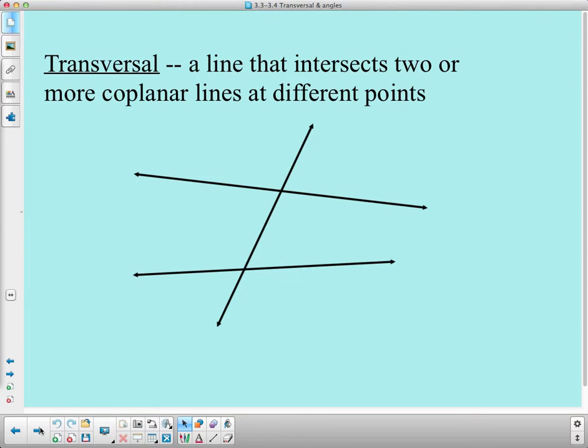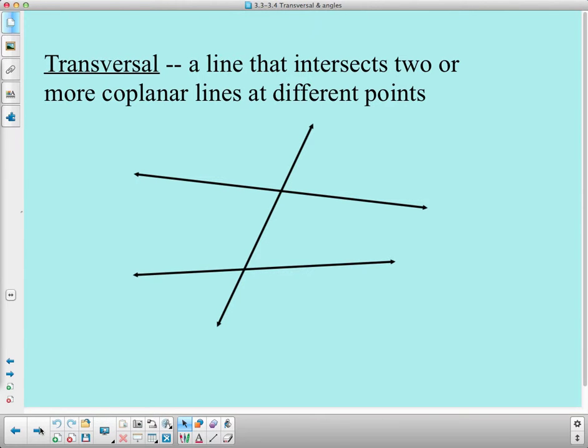Okay, so to begin your notes, a transversal is a line that intersects two or more coplanar lines at different points. So it's basically a line that intersects two other lines. There are some details: they have to be in the same plane, and they don't all intersect at the same point, like making an asterisk. We don't want that kind of a setup. We're going to have two lines a lot.